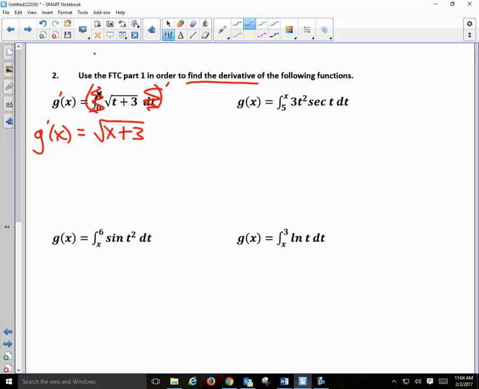You'll see what comes up when we move the x around, and you'll see why we use the different variable in a second here. So if I take the derivative of g, what's the function? 3x squared secant of x. That's it. That's the answer.